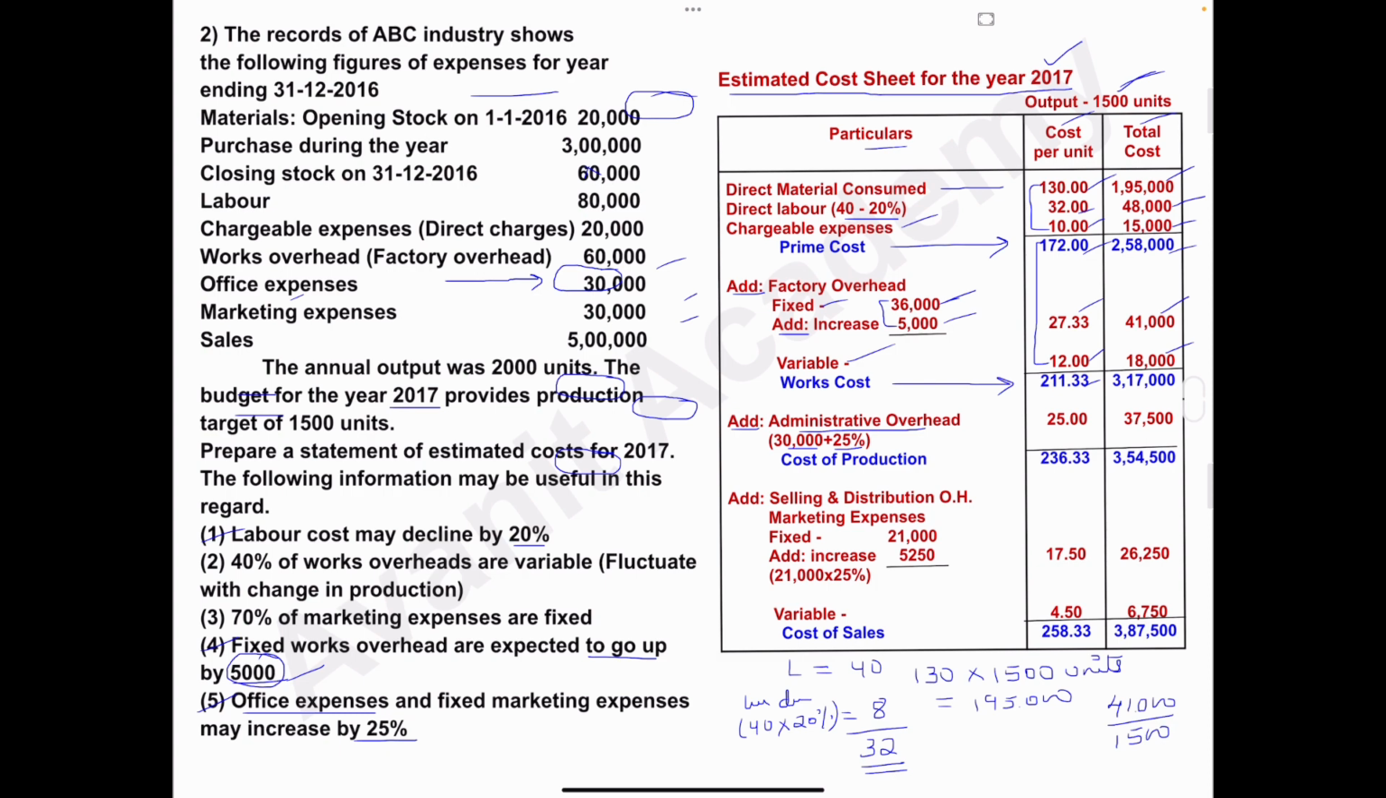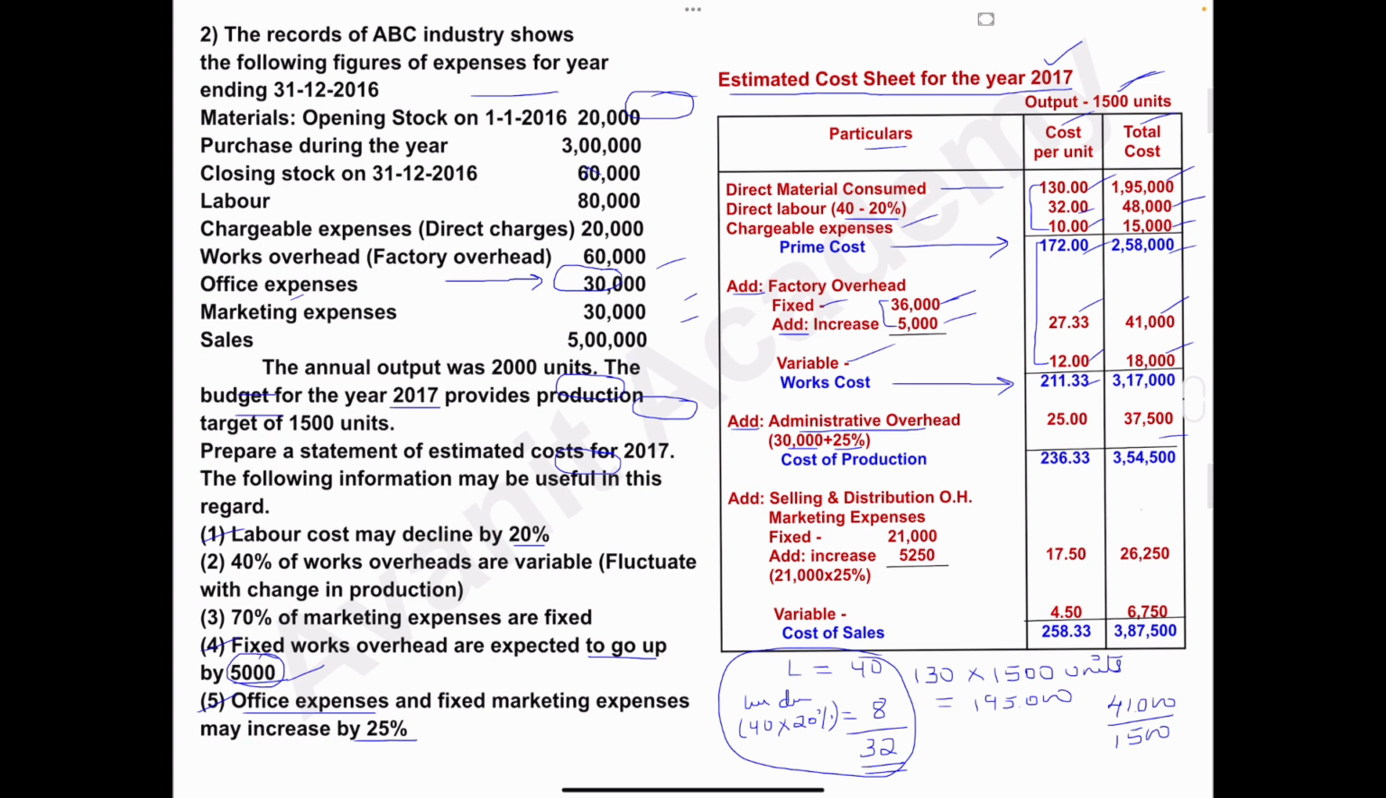Otherwise, you can go for like this. Like I explained in detail in labor, first we have to take the administrative overhead amount that is 30,000, add the increase like that. This is a shortcut method. 30,000 plus 25%. It will increase. Increase means you have to take plus 25%. You will get direct answer that is 37,500. 30,000 plus 25% and the amount is 37,500.